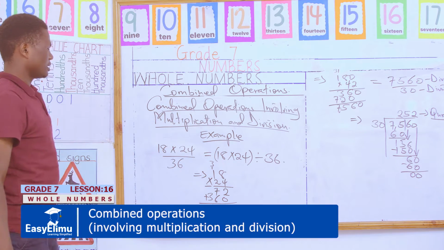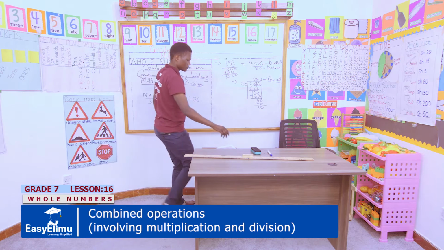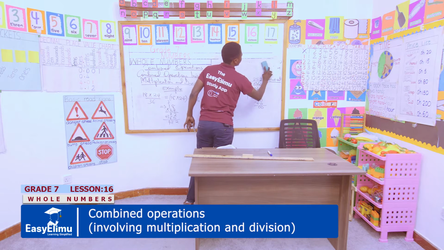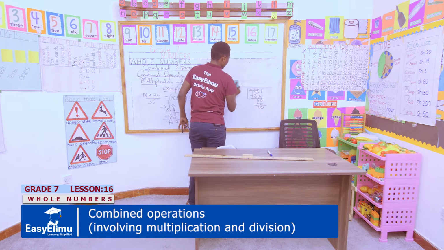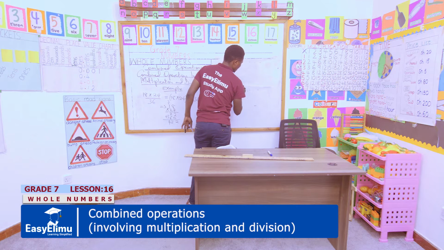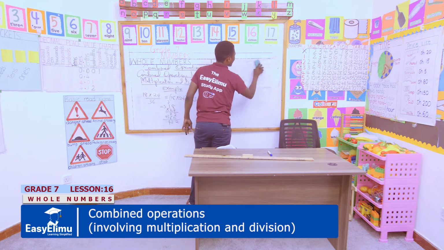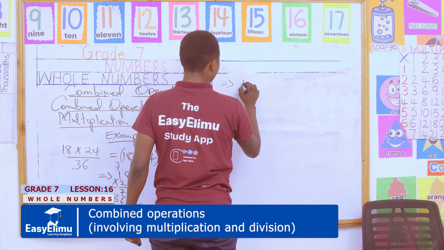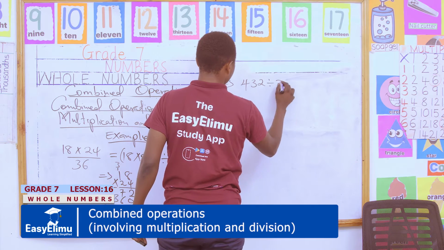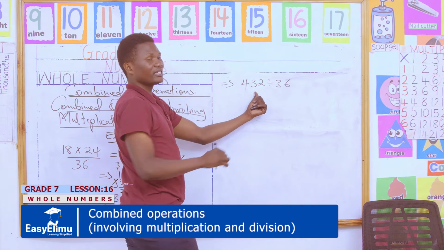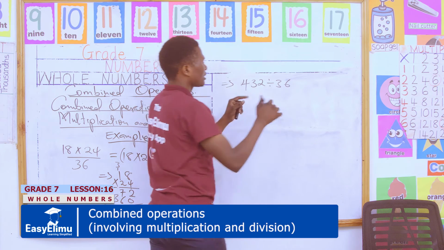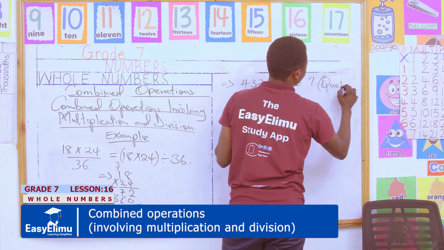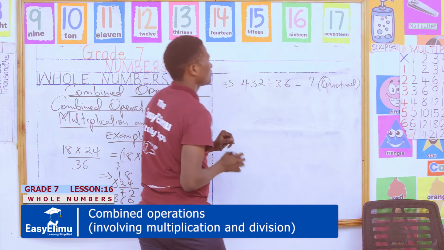So our product is 432, and we are supposed to divide it by 36. So here we now have 432 divided by 36. So this is our dividend and this is our divisor. Whatever we shall get will be our quotient. Please take note of that.